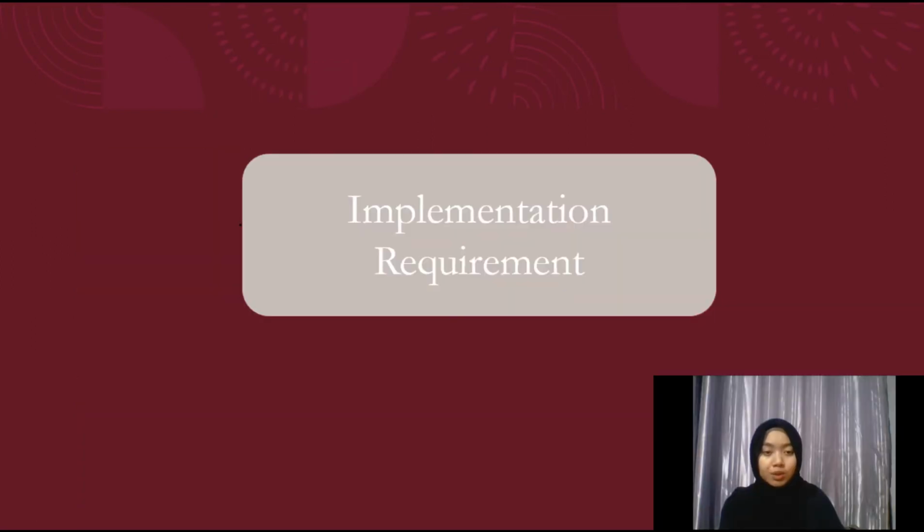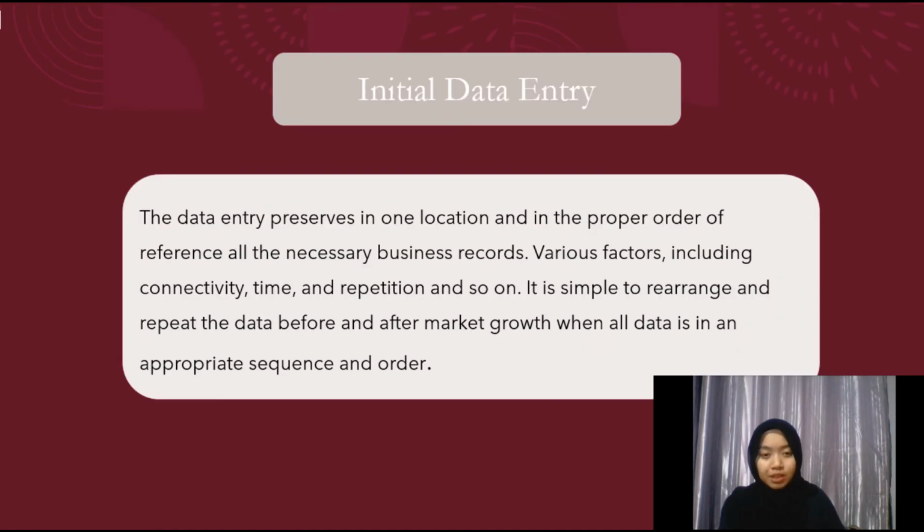Okay, next we go to implementation requirement. In implementation requirement, there is initial data entry. The data entry is preserved in one location and in the proper order of reference for all the necessary business records. There are various factors including connectivity, time, and reputation, and so on. It is simple to rearrange and repeat the data before and after the market goal when all the data is in appropriate sequence and order.